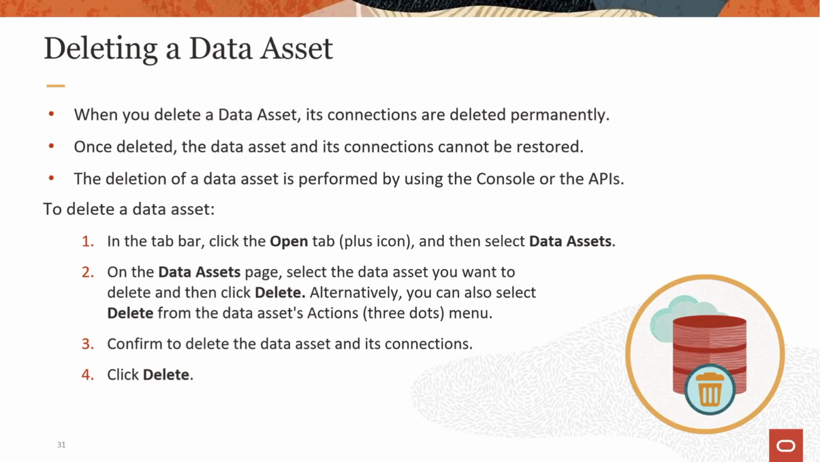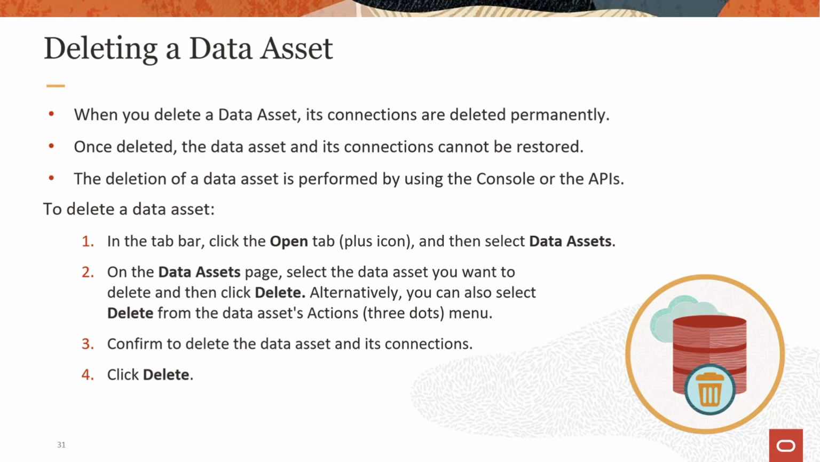In the tab bar, click the Open tab, the plus icon, and then select Data Assets. On the Data Assets page, select the data asset you want to delete and then click Delete. Alternatively, you can also select Delete from the Data Assets Actions menu. Confirm to delete the data asset and its connections.